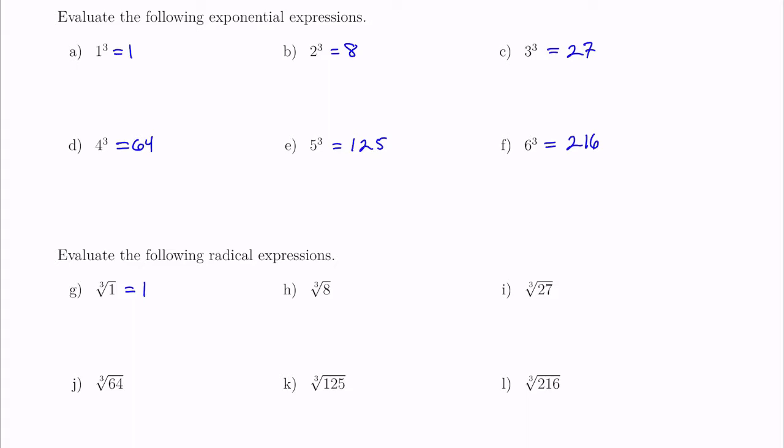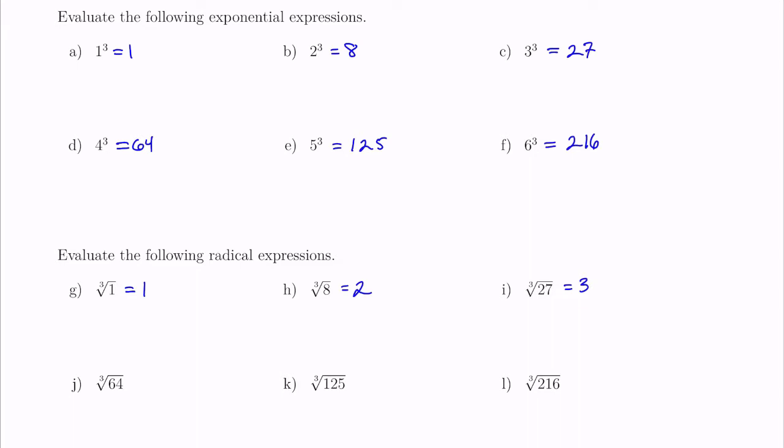But in part H, the third root of 8, well, we know from part B that 2 to the third equals 8, so therefore in part H, the third root of 8 is 2. In part I, the third root of 27 equals 3. We know this based on our answers from part C, that 3 to the third power is 27.